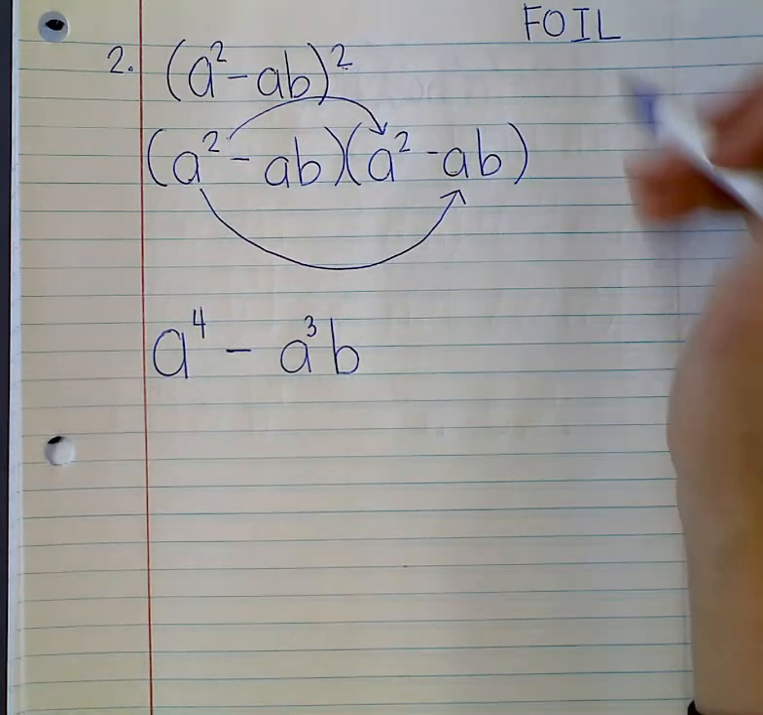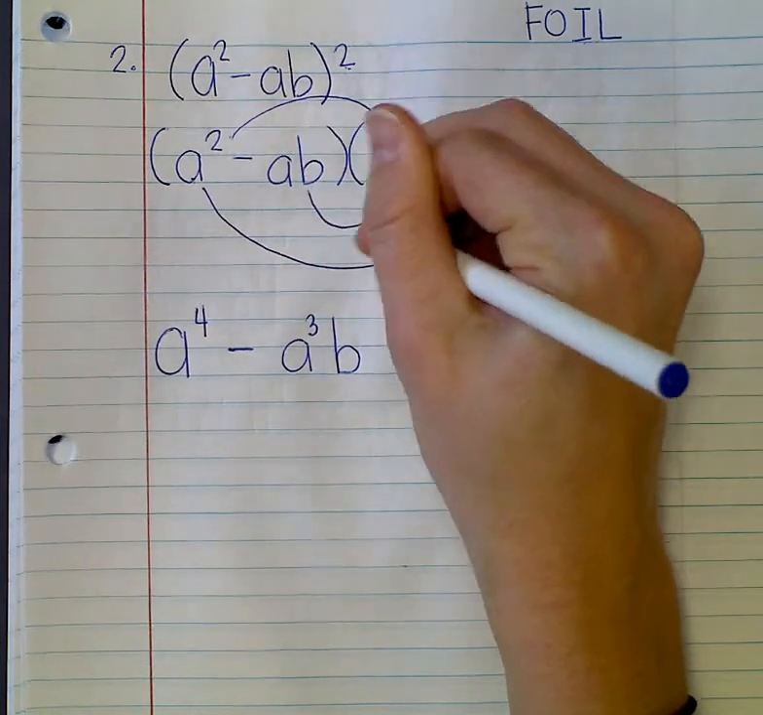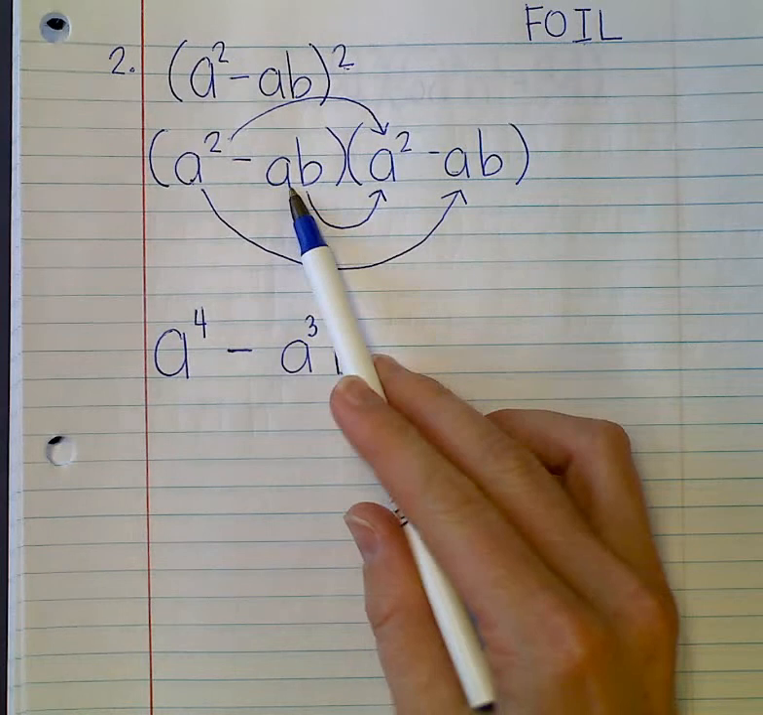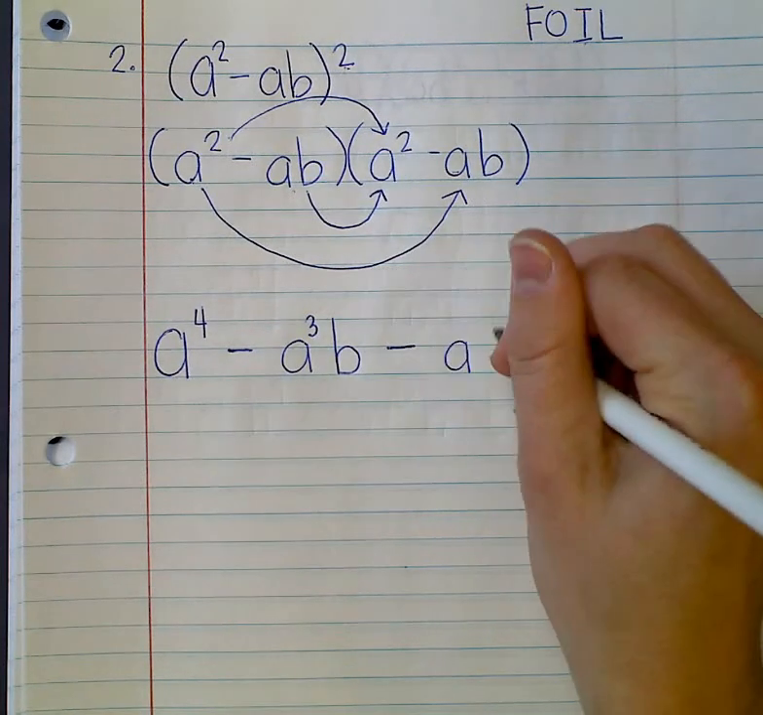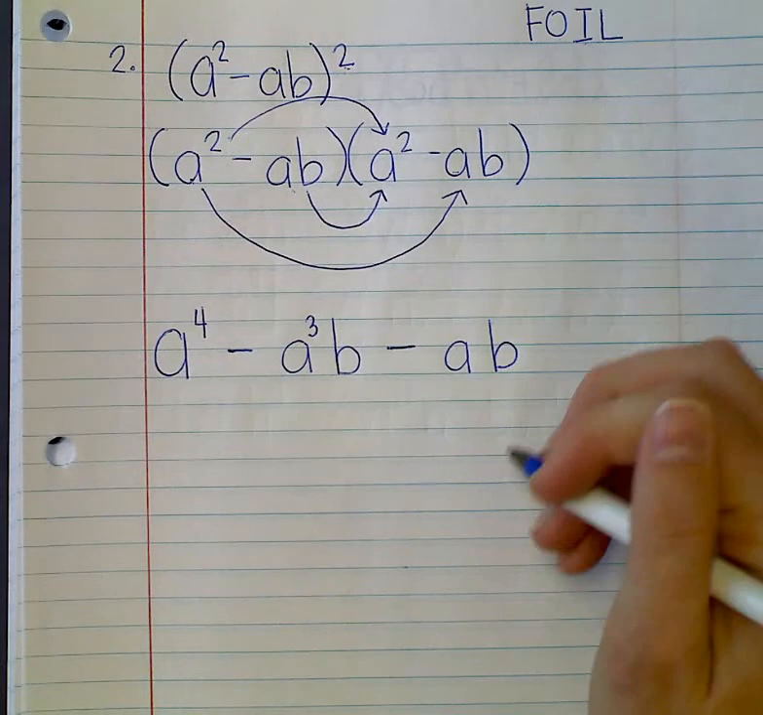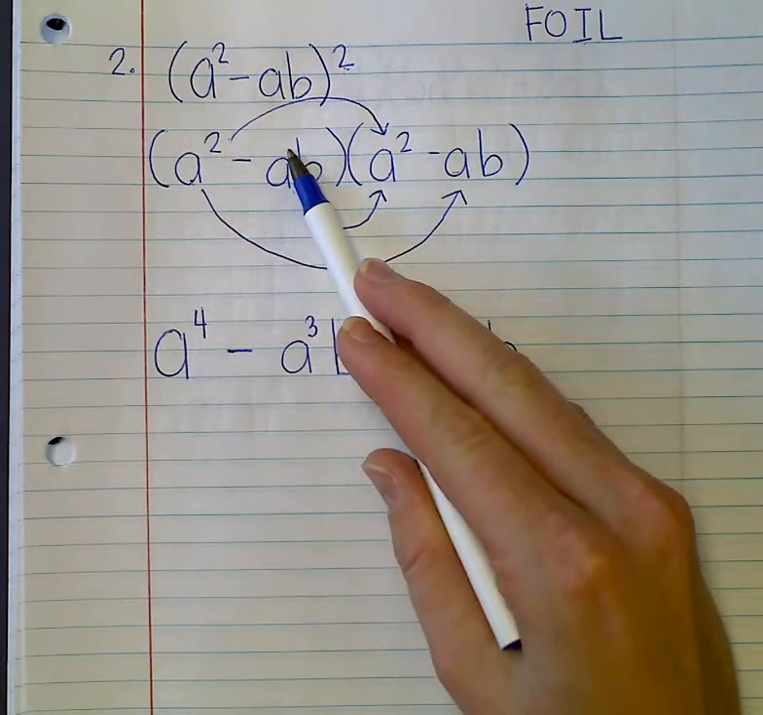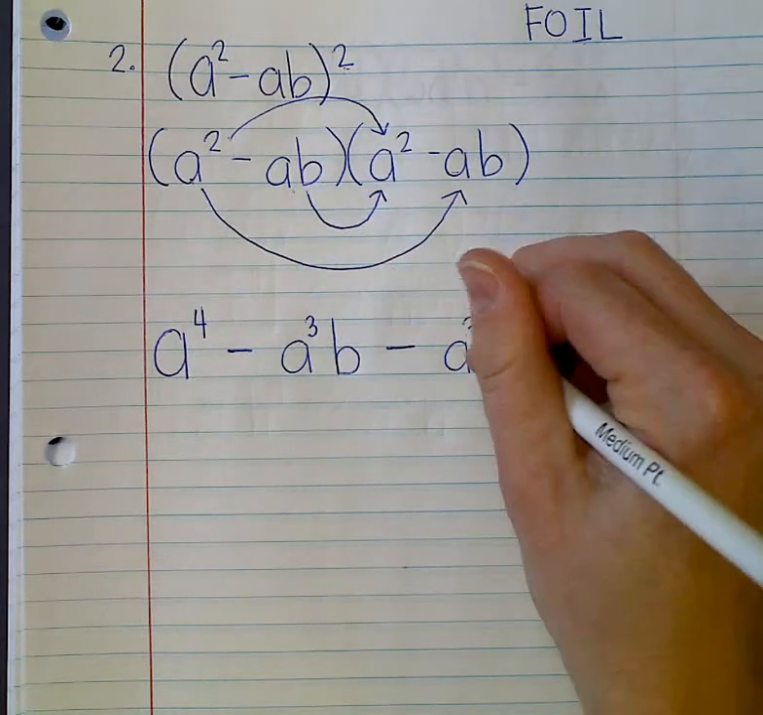I stands for inner. Negative ab times a squared. Negative ab times a squared. A negative times a positive is a negative. I keep my like bases and I add the exponents. A to the understood first power times a squared will be a cubed, and then I just keep my b.